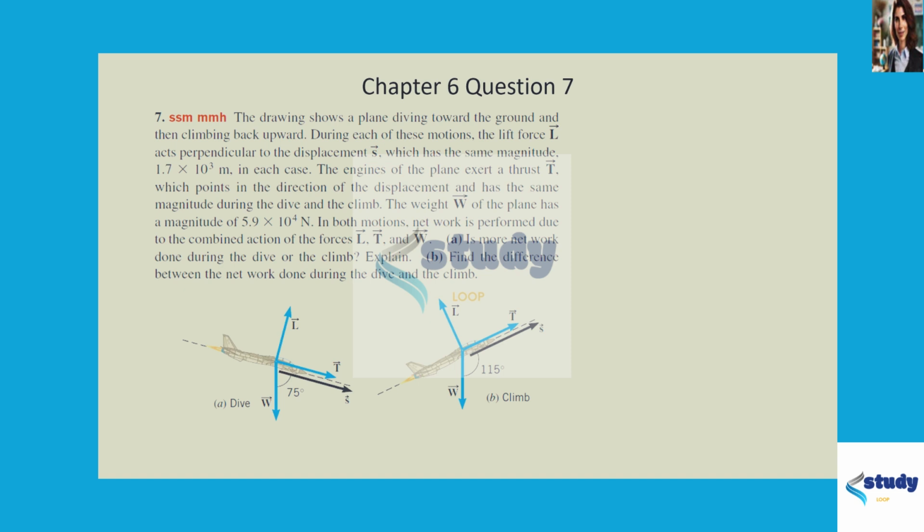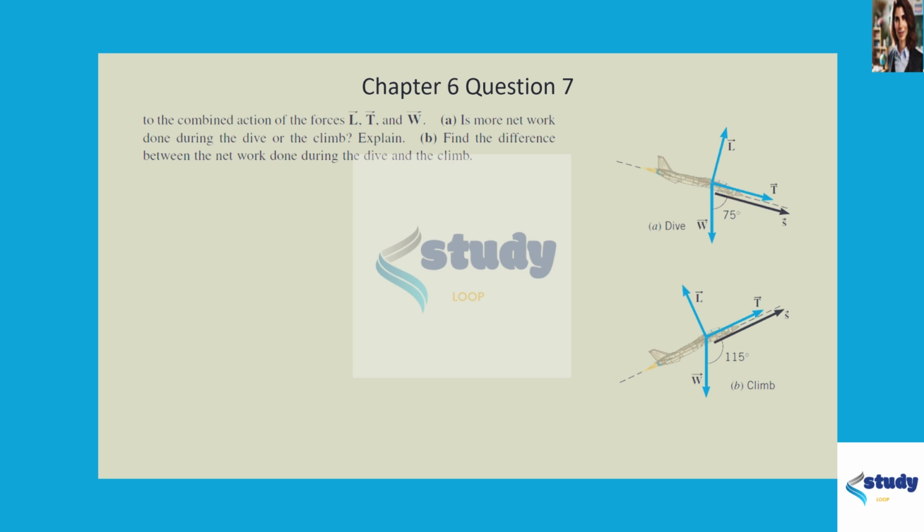Now the important numbers that we need to pay attention to are the S, which is 1.7 times 10 to the power 3, and the weight or the gravitational force, which is 5.9 times 10 to the power 4. We'll be using these values shortly. Now let's start by first finding the net work done during the dive.